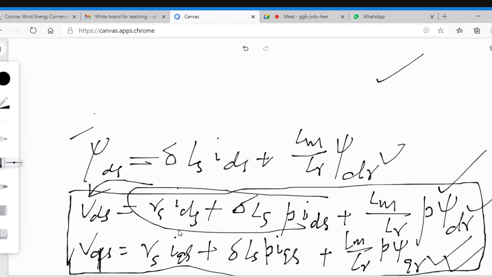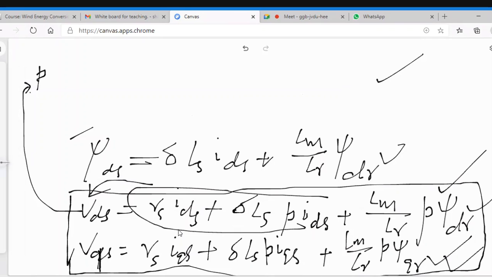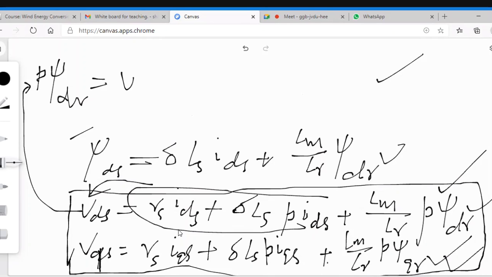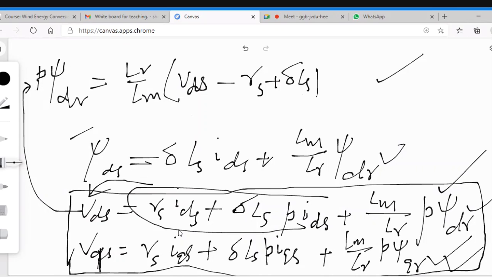If you erase this one a little bit, you can say that from this equation, P phi dr is basically equal to LR by LM times (VDS minus RS plus sigma LF) P I TS. Correct or not? Yes, sir.